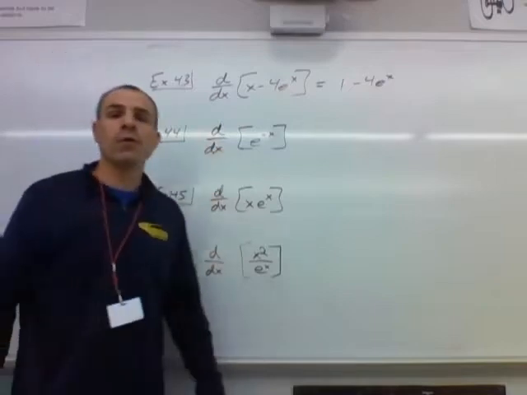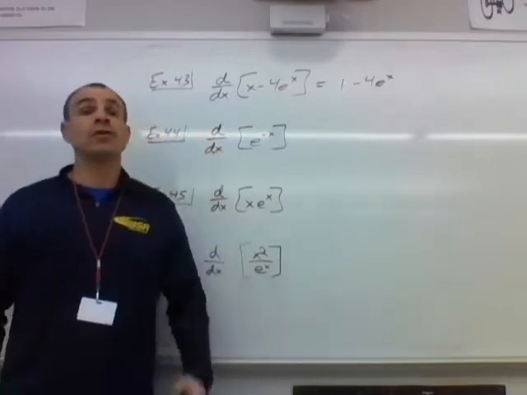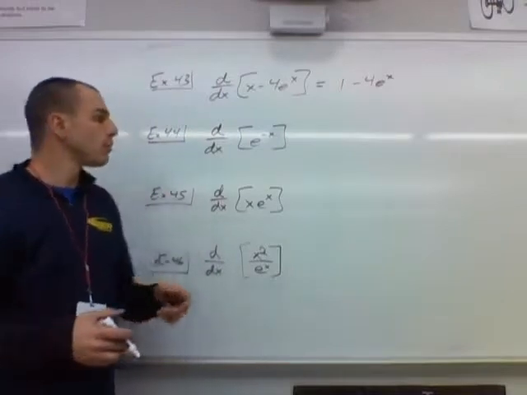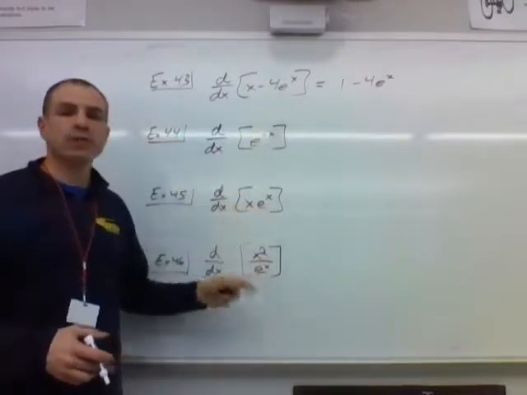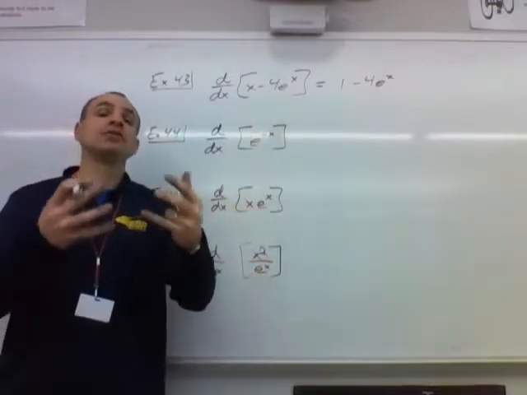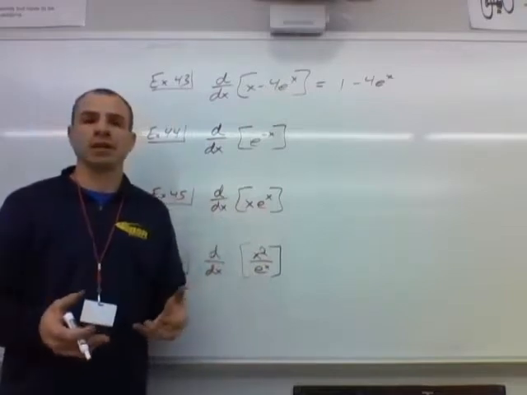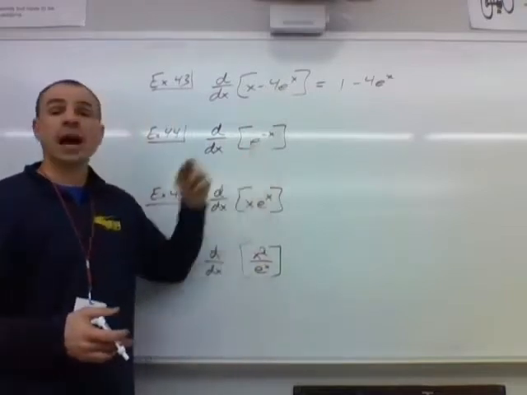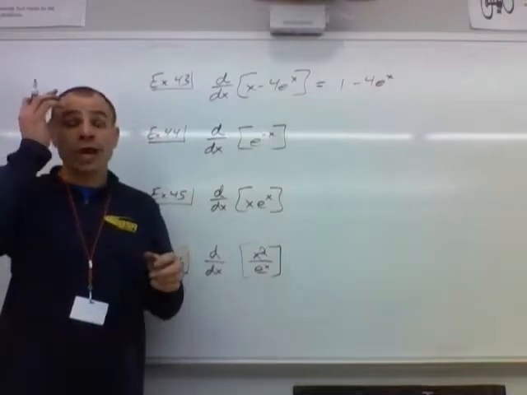For example 44, we have e to the opposite of x. So this is a chain rule situation. We don't have e to the x like we do in the other three examples. We have e to something else, e to an inner function. And in this case, the inner function is the opposite of x. Okay? So we have to use the chain rule.